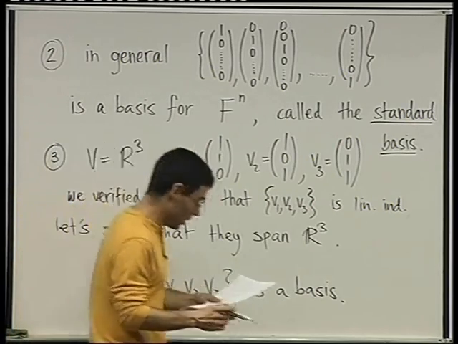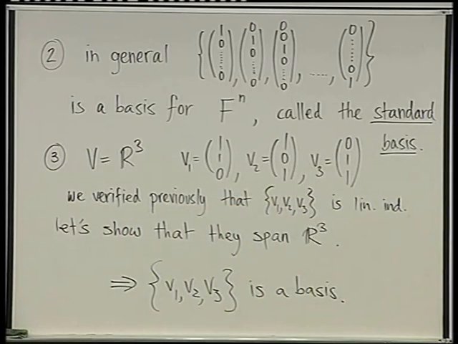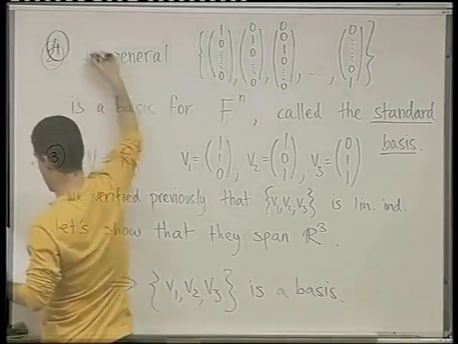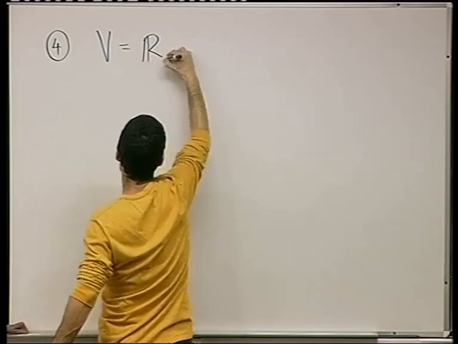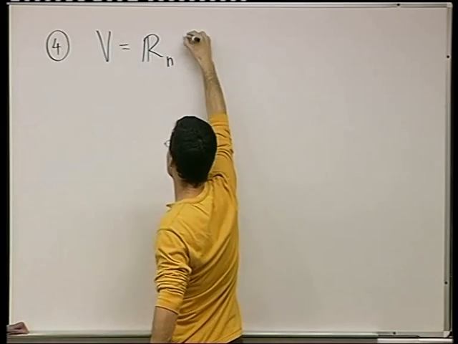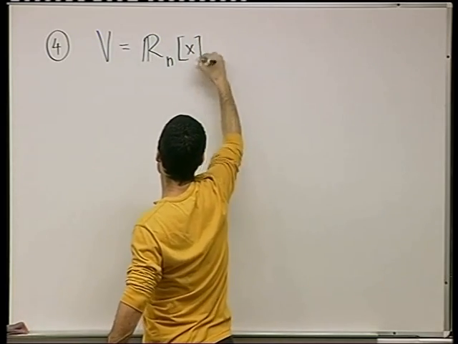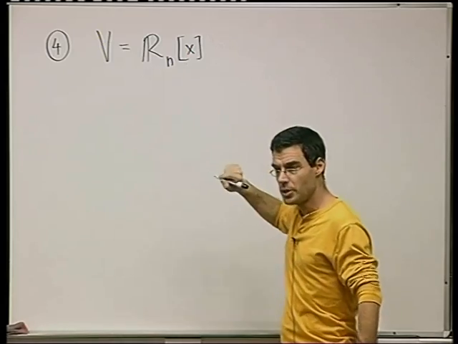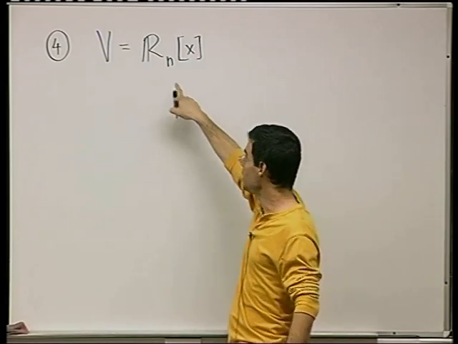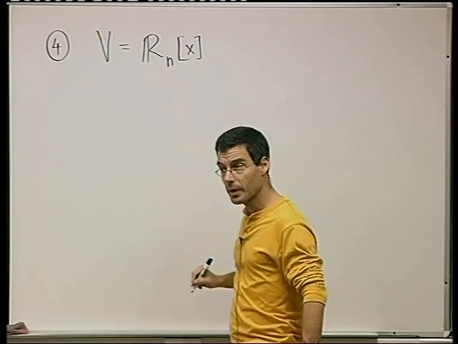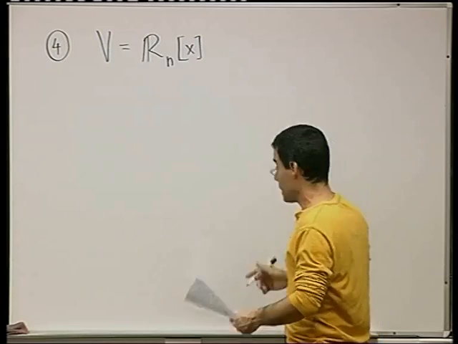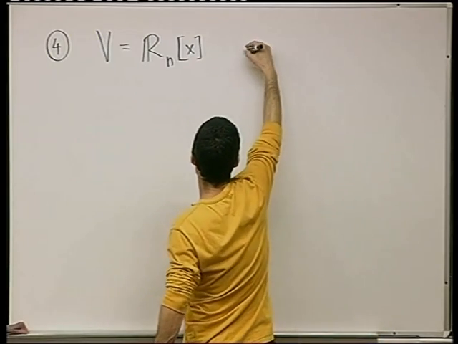Okay, here's one more example. This would be example 4. Take, for example, V to be polynomials of degree less than or equal to n over R. Remember this notation? Polynomials of degree less than or equal to n over R. Okay? So let's take the following set.